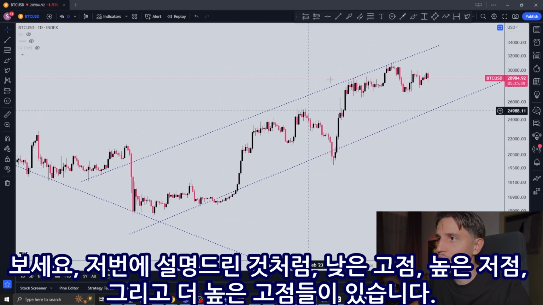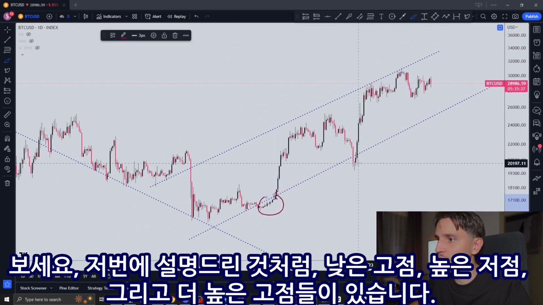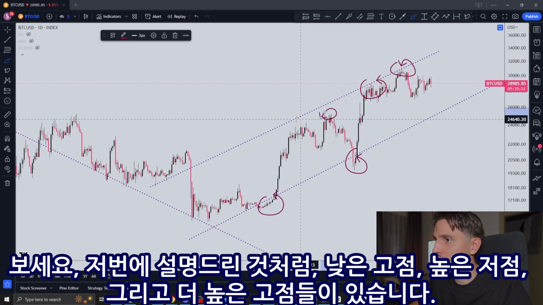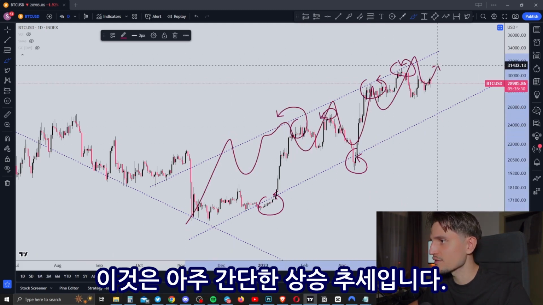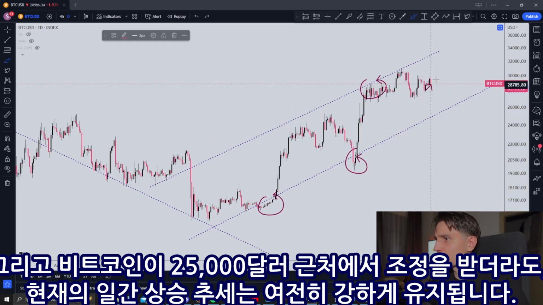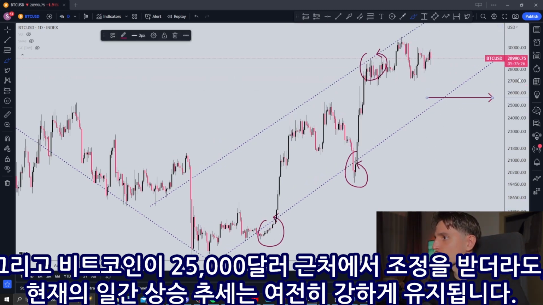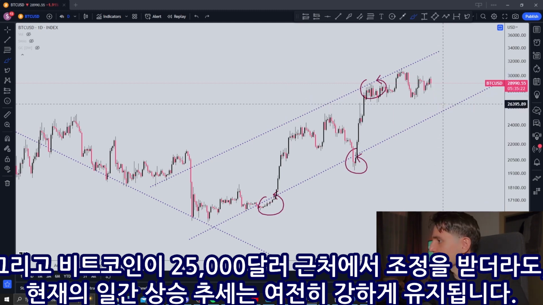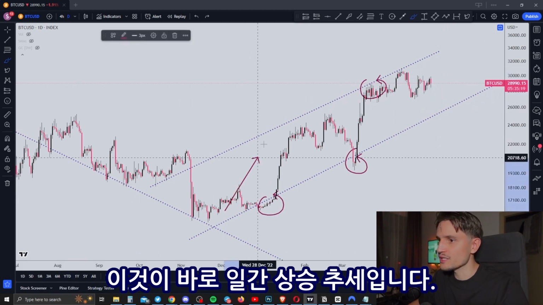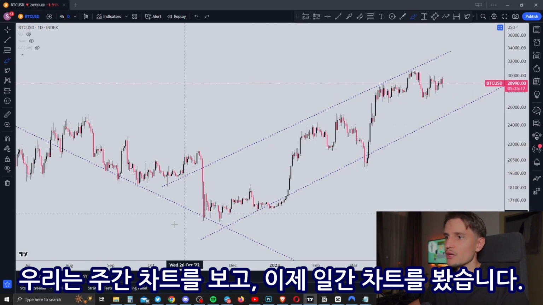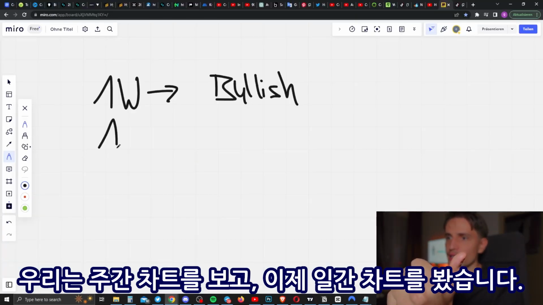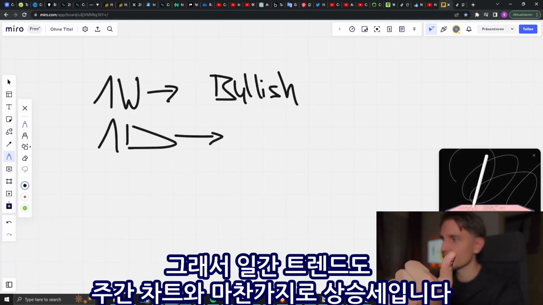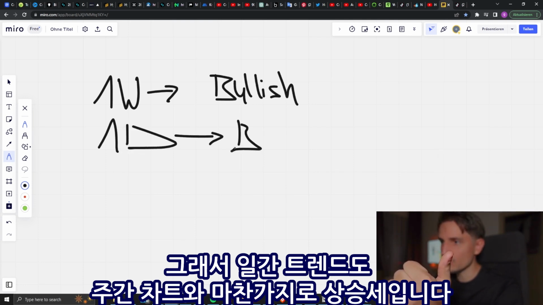Look at this. We have also, like I explained already before, low, higher low, and then we have also high, higher high, higher high, higher high, right? So this is a very simple uptrend, and as long as Bitcoin is holding, even if we are getting a pullback around $25,000, this current daily uptrend remains strong, right? So this is the daily uptrend, guys. So we have the weekly now, we have the daily. So the daily trend is also the same like the weekly time frame, bullish, guys, right?